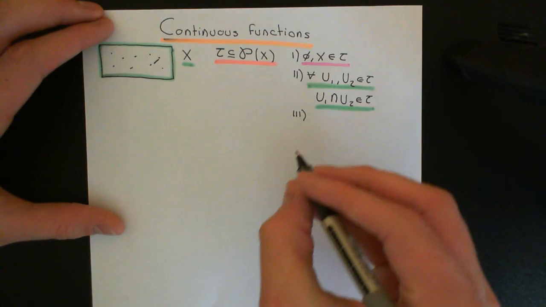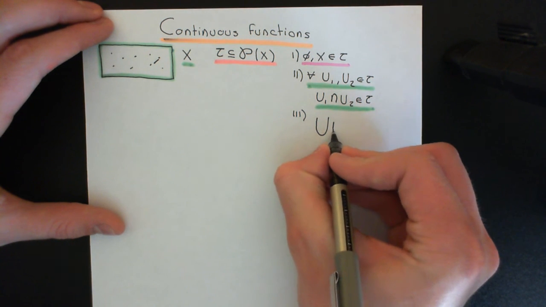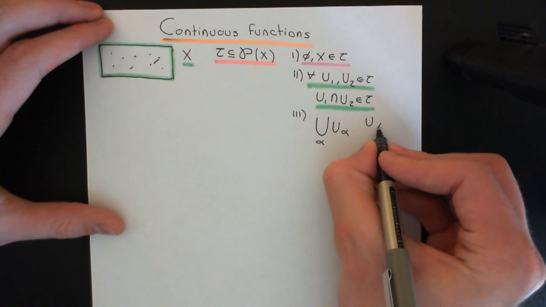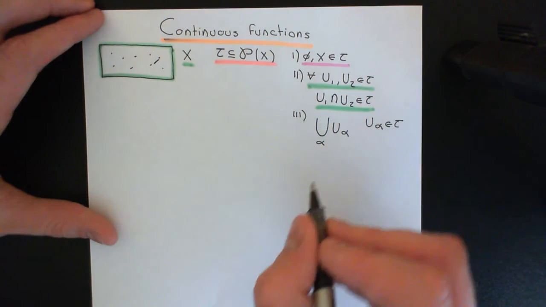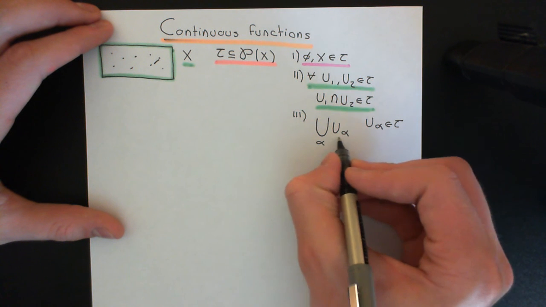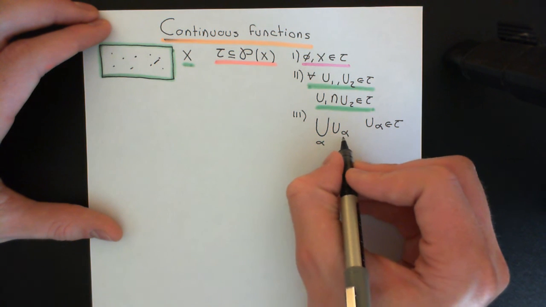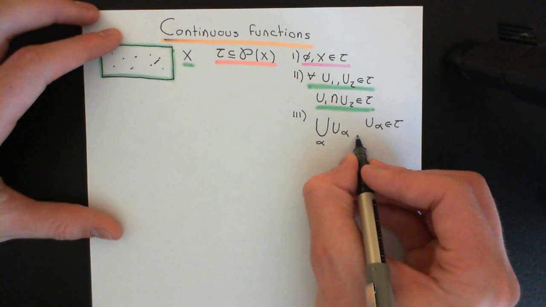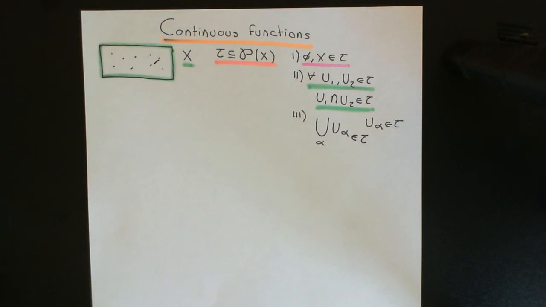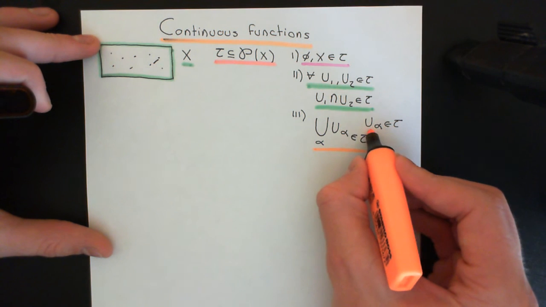Okay, so that's intersection, and the final axiom that we insist a topology must obey concerns the union of subsets of the set X which are in the topology. Okay, so we say that an arbitrary union of elements of the topology, so the union over alpha of loads of open sets in the topology U alpha, so all of these U alphas, they are elements of the topology tau.